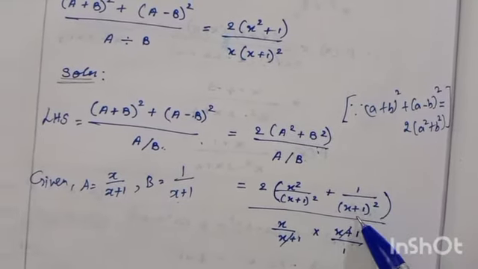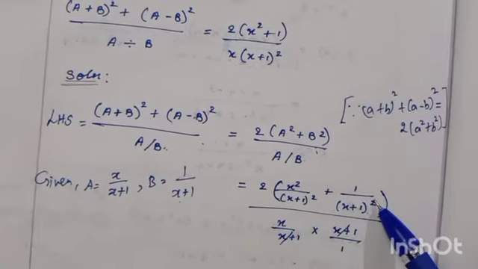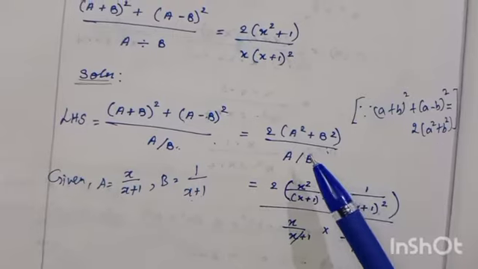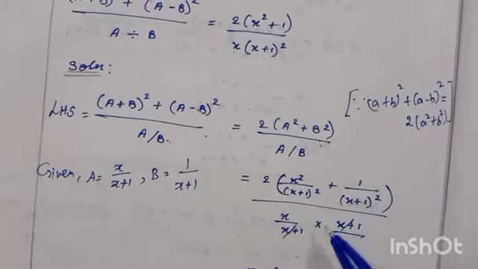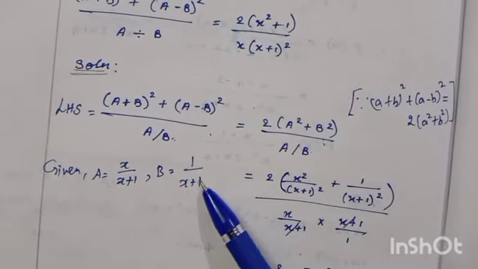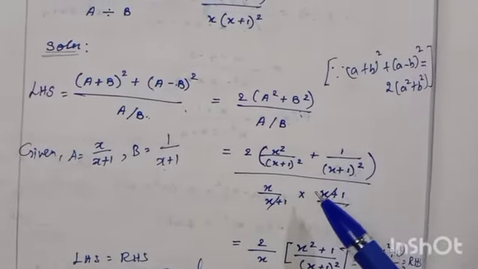value 1, so 1 by x plus 1 whole square, whole divided by a value, x by x plus 1. Division means taking a reciprocal. Reciprocal means numerator and denominator get changed. So this 1 by x plus 1 is written as x plus 1 by 1. So now you have to simplify.